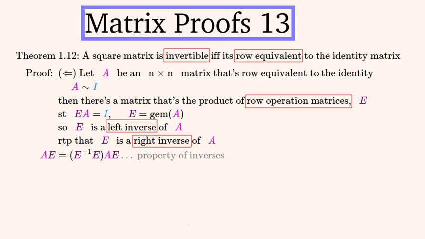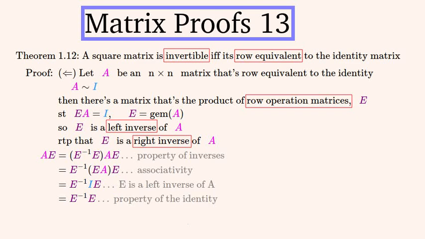We'll multiply E on the right of A, and we can put this matrix inverse pair in front, because E is invertible, being the product of row operation matrices. And we can use associativity to swap the brackets around. And because E is a left inverse of A, this product in the brackets will become the identity matrix. We can then eliminate the identity, being its main property. And so finally we get the identity, showing that E is also a right inverse of A, so E is an inverse of A, and so A is invertible. So we've proven the first part of this proof.